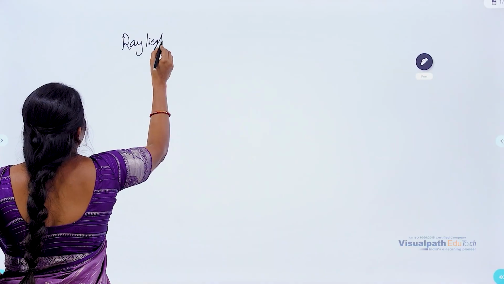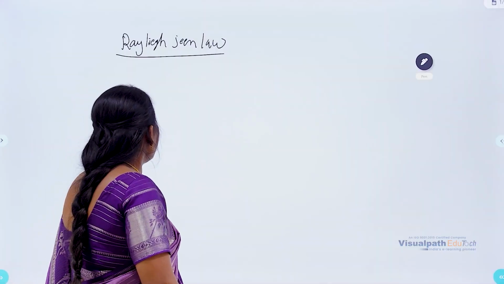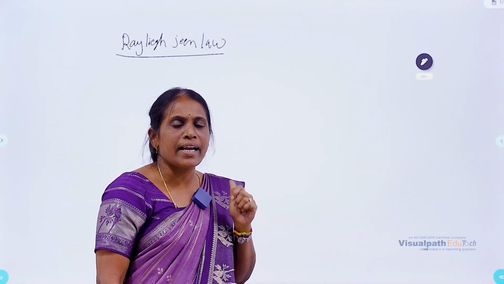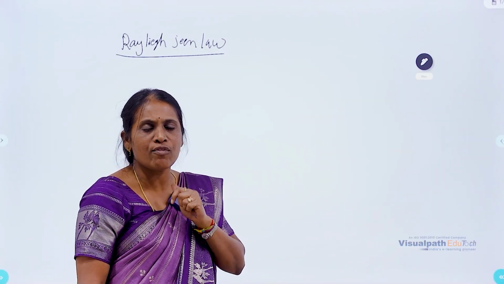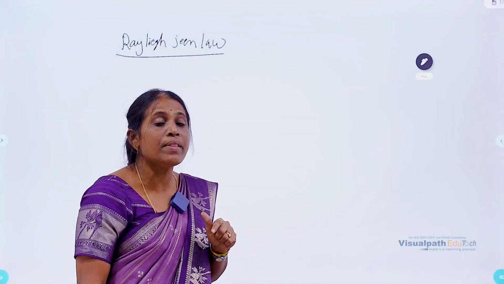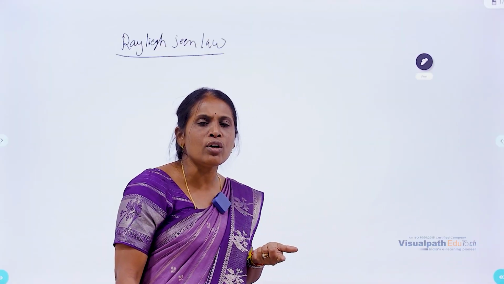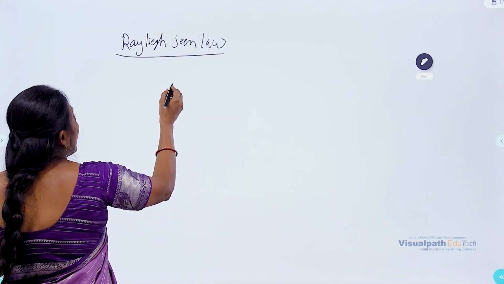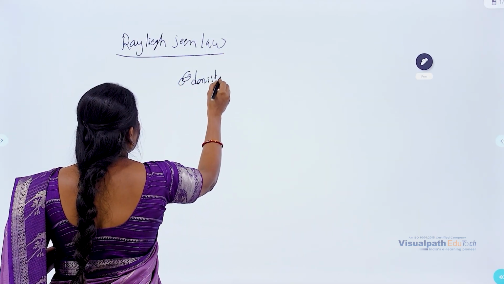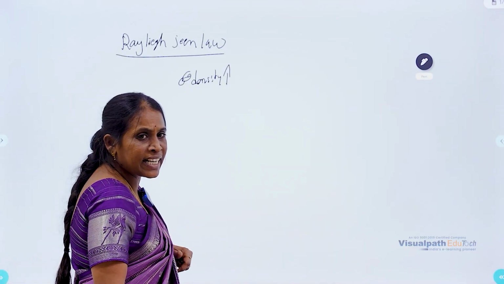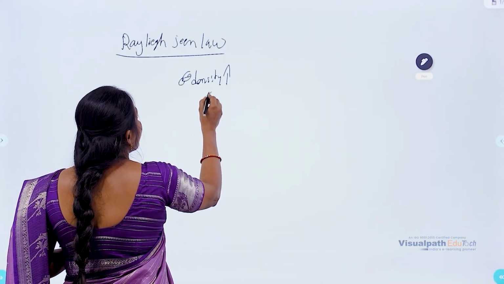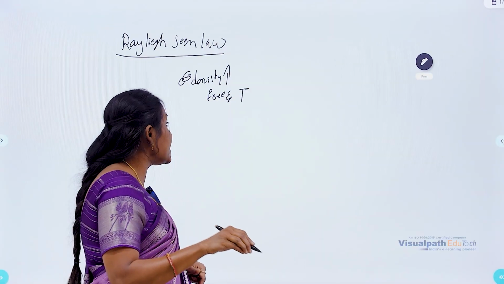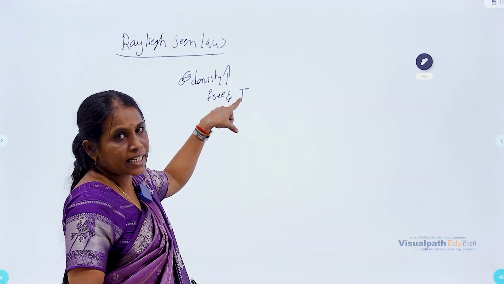Next one is the Rayleigh-Jeans law. It is generally a physical chemical formula, useful to describe black body radiations. In it, the electron density increases with its frequency and temperature.